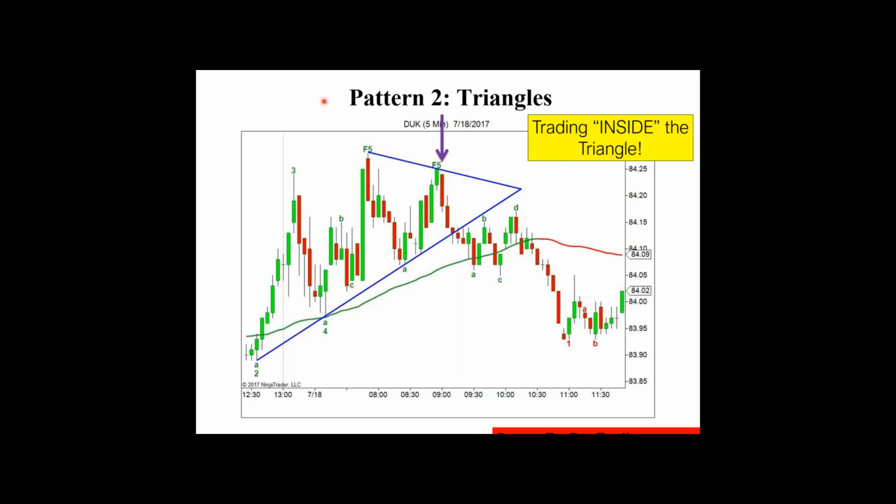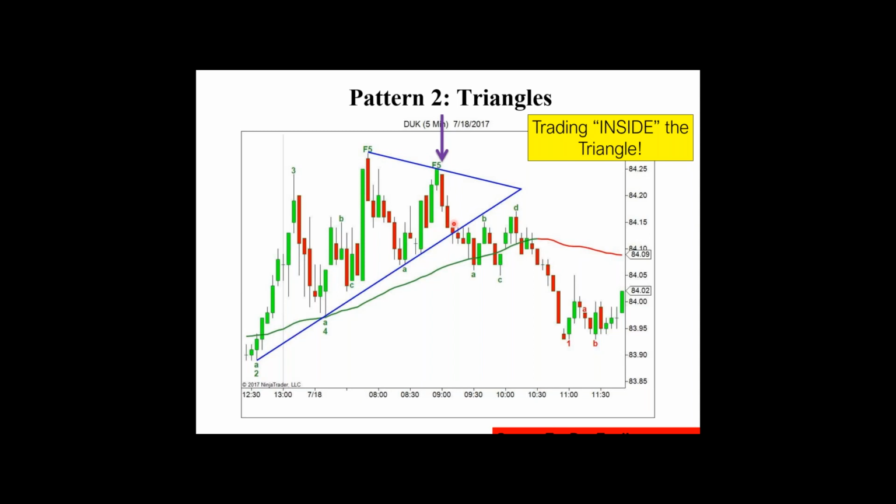All right, so this one is really, really, really awesome. I love this trade. I trade this all the time. One of my favorites. So, triangle trades. Triangles are defined as lower highs and higher lows. So we got that here. I drew in the lines for you.